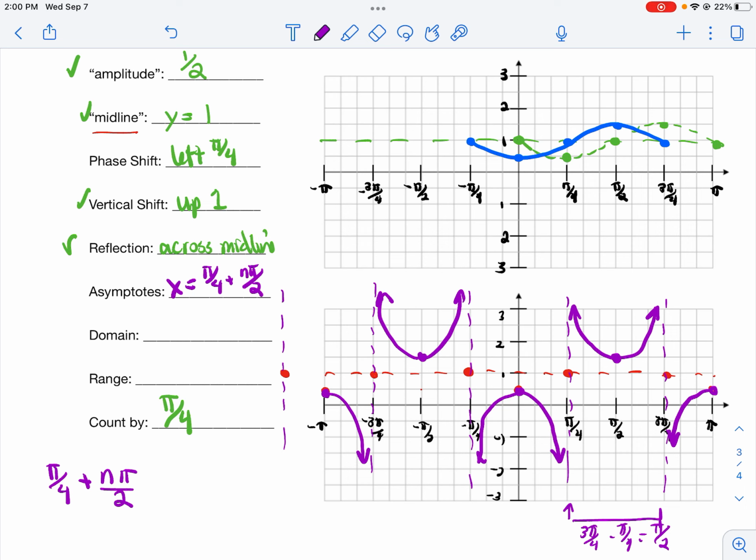Now my domain is all real numbers as long as it's not an asymptote. So where x is not equal to my asymptotes. Okay, range: negative infinity to my local maximum, which is at a height of 1/2, including that, up to my local minimum, which is at 3/2, to infinity. And now you have completed the graph of this cosecant.